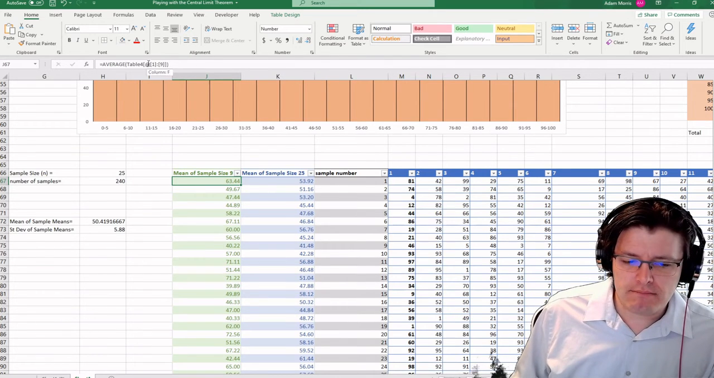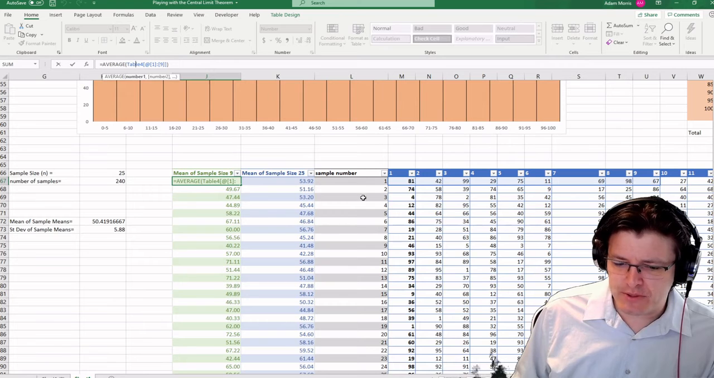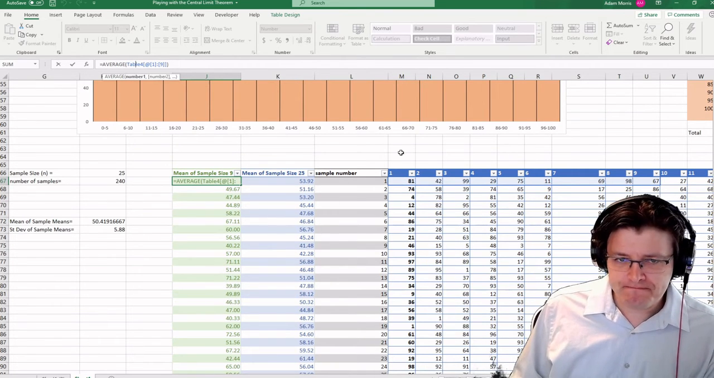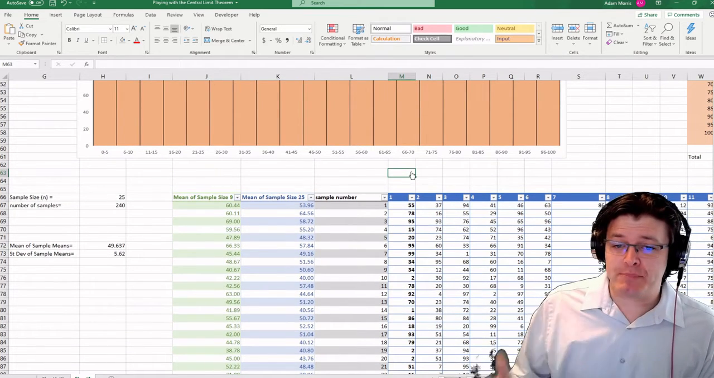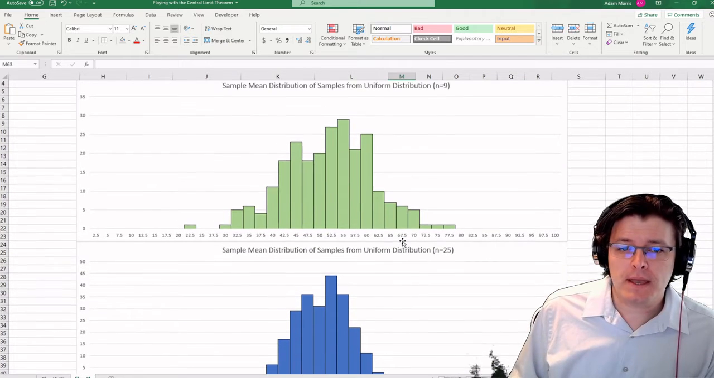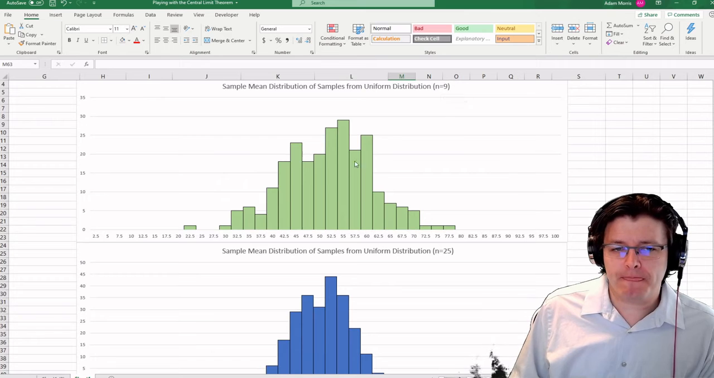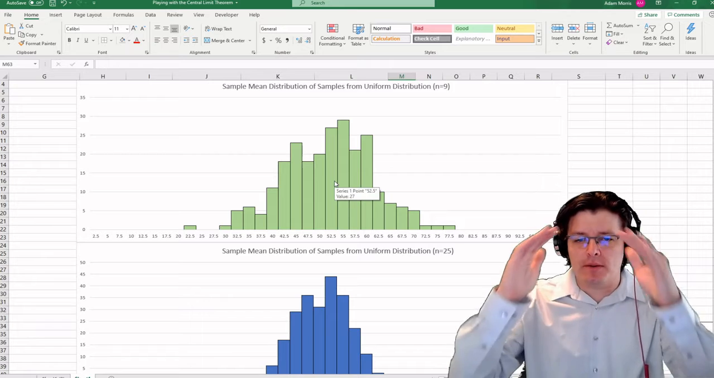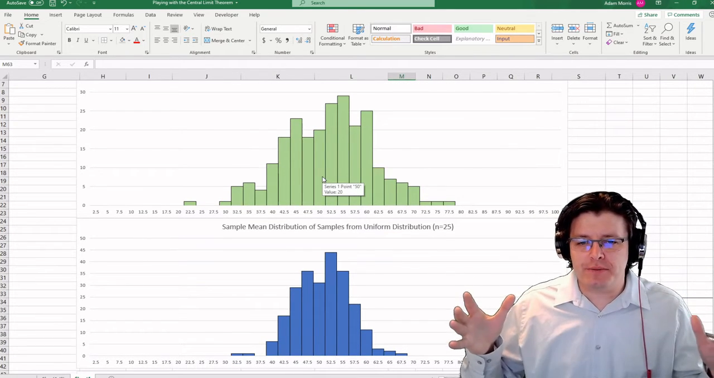Here, to get around it in Excel, I've just selected the first 9. So we take the first 9 random values that we've chosen and do that all the way down. So we have 240 samples of 9. And we can see that up in the green distribution. So n equals 9. If we were to take sample sizes of 9 over and over and over, we still get a normal distribution, but as we can expect, it's a wider distribution, right?